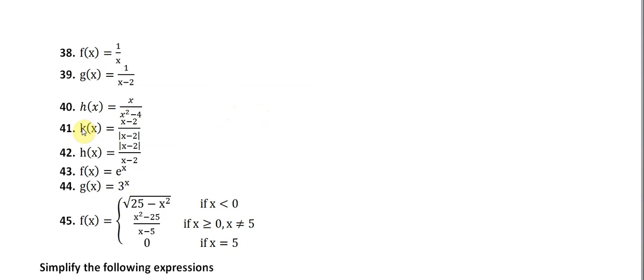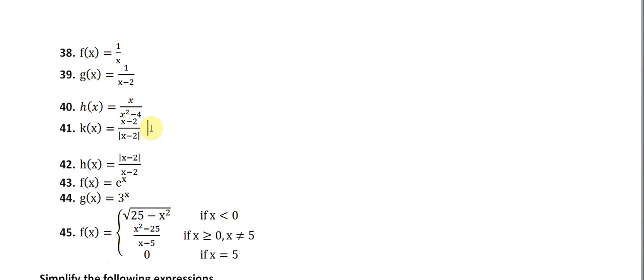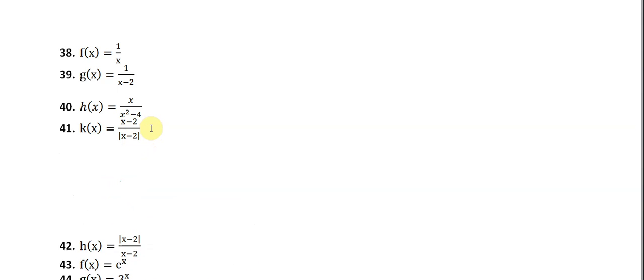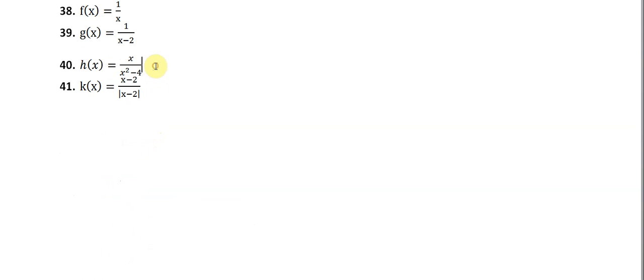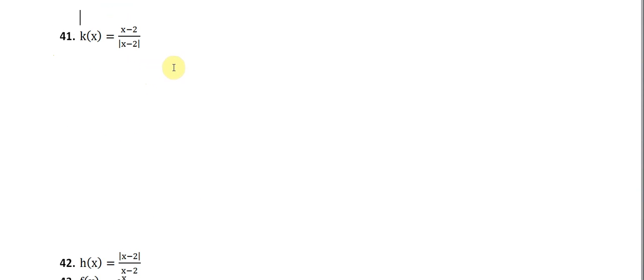So I'm going to jump to this problem here with k of x, where I have x minus 2 over the absolute value of x minus 2. So this is going to be a more interesting case, a different set of skills, a different set of thinking here. Again, we're focusing here on this function k of x equals x minus 2 over the absolute value of x minus 2.